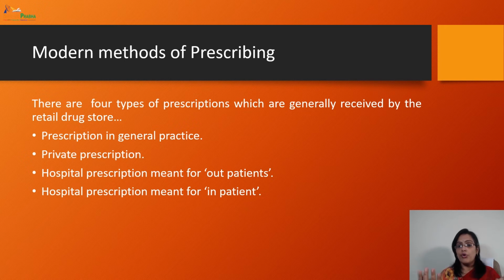So there are four types of prescriptions which are generally received by the retail drug store: prescription in general practice, private prescription, and hospital prescriptions, meaning outpatient and inpatient prescription. Okay, these four types of prescriptions are received by the retail drug store.